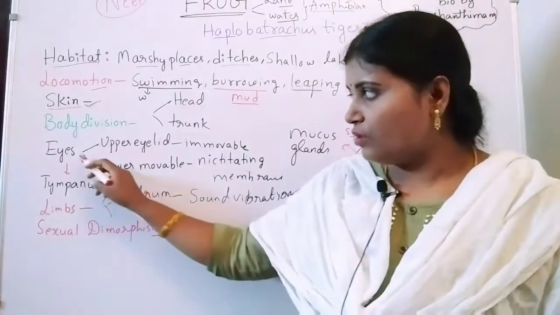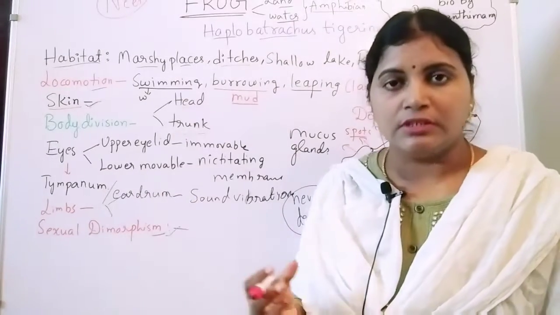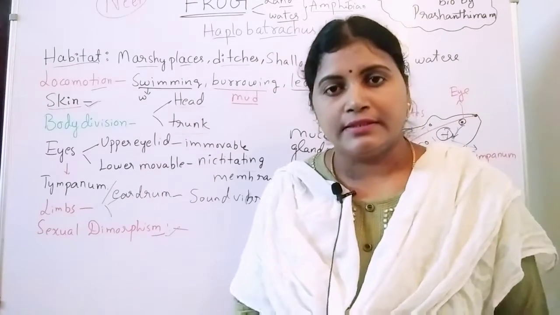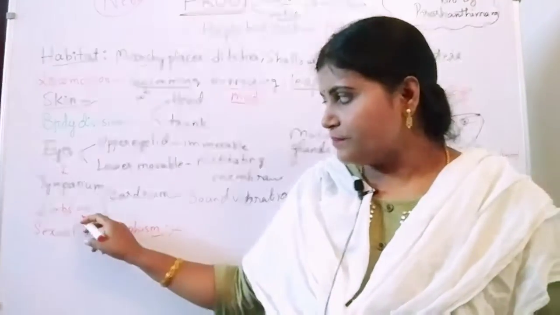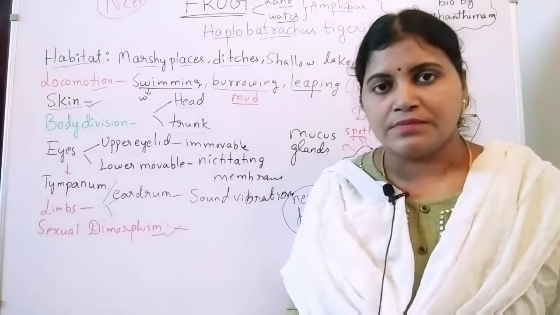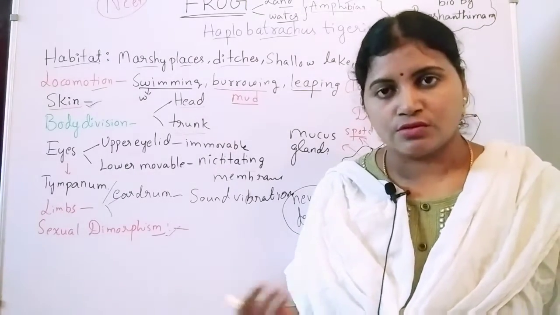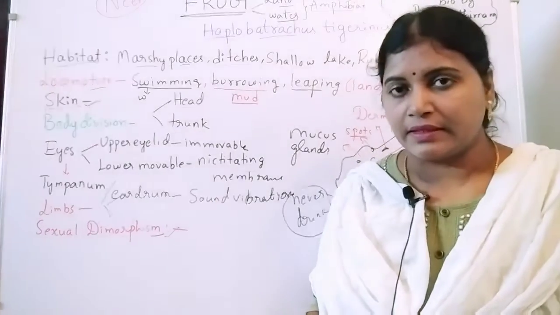And then below the eyes it contains the tympanum. It is also known as the eardrum. It is responsible for receiving the sound vibrations. Next one, limbs. A pair of limbs are present, forelimbs and hind limbs. Forelimbs contain 4 digits, and hind limbs contain 5 digits. That's why it is pentadactylous.